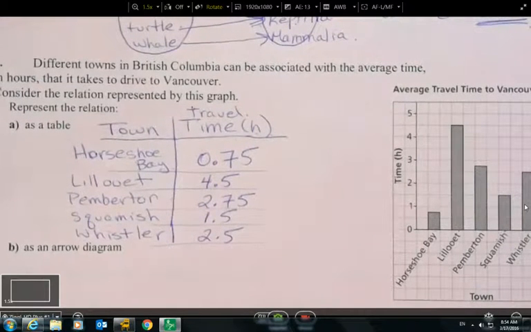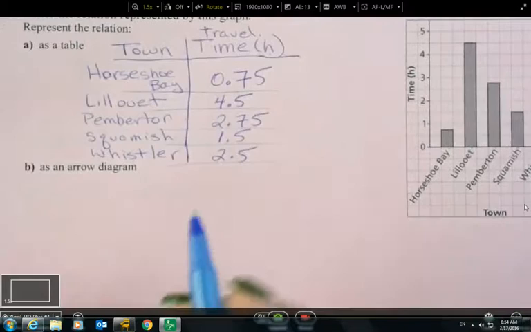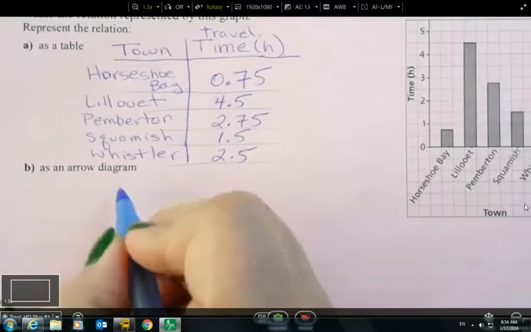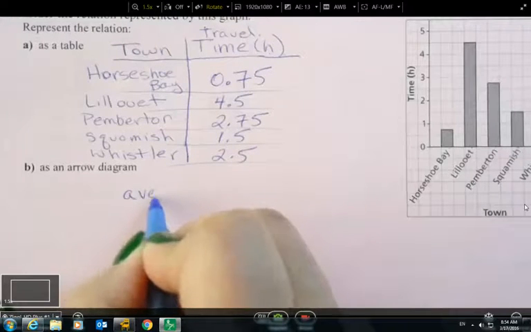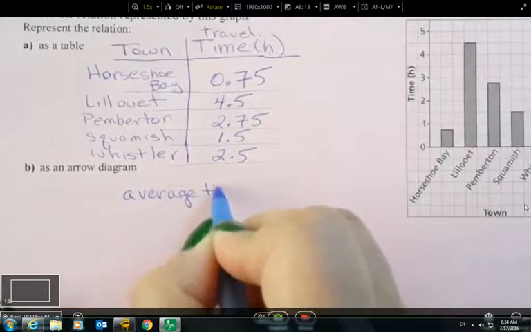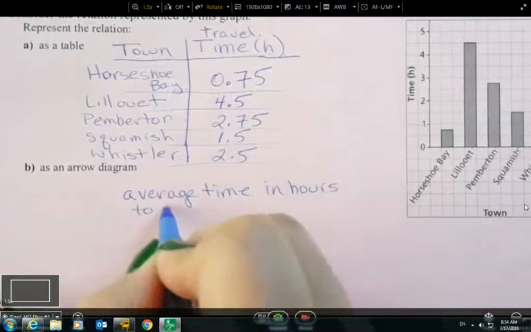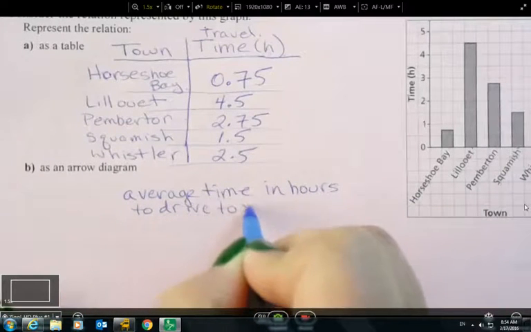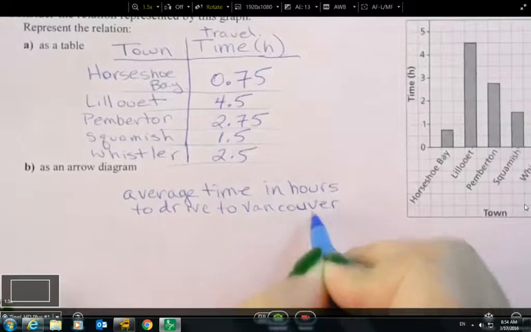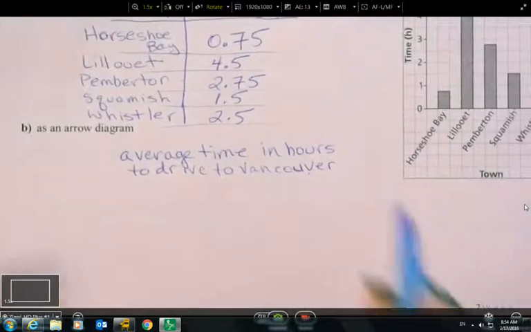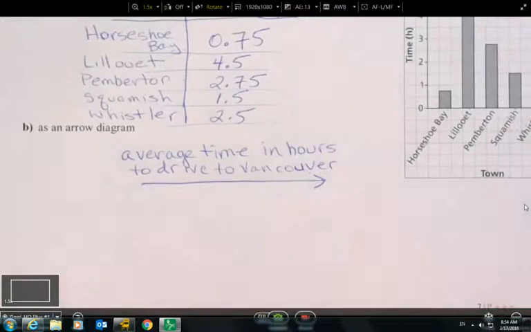Okay, so now we're going to do an arrow diagram. Let's actually give this arrow diagram a title. I forgot to give the one previous a title. So I would have average time in hours to drive to Vancouver. All right, so that would be my title for my arrow diagram. And it's going to go in this direction, from left to right.